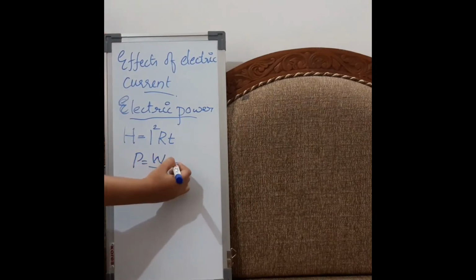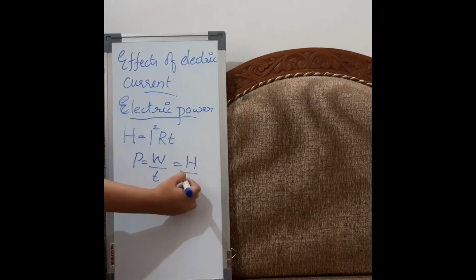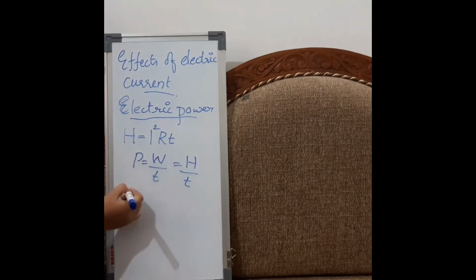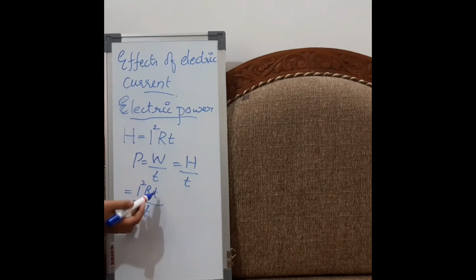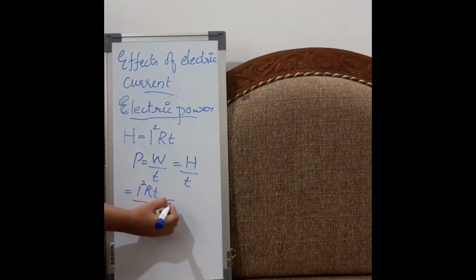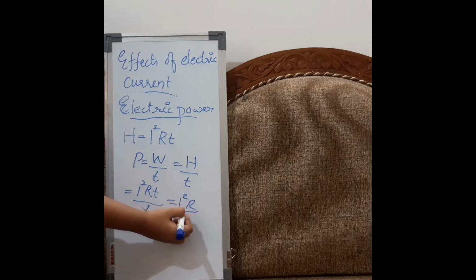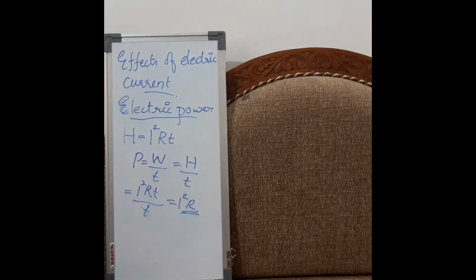Here work is heat. So P is H by T. H is I square R T, divided by T. It is multiplication, so T and T will cancel. So I square R. To find the power, the equation is I square R. Similarly, if we cancel T in all the equations for heat, we can get the equations to find the power: I square R, V square by R.